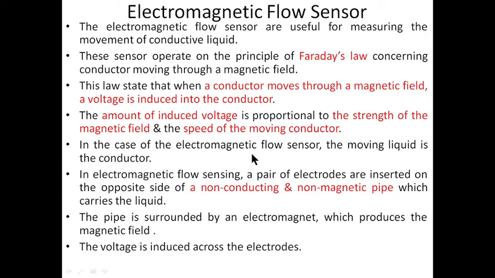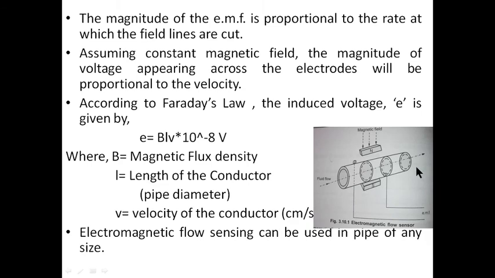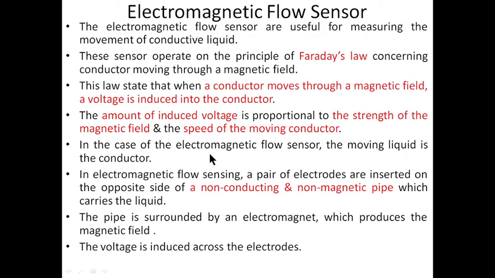So here, what is happening? Here you can see this is the pipeline, and inside this pipe a flow of fluid is continuously going on. We put magnets here, and because of these magnets there is a production of magnetic field, and when this conducting liquid flows through this magnetic field, we get a generation of voltage, or EMF. By knowing this, we can calculate the velocity here.